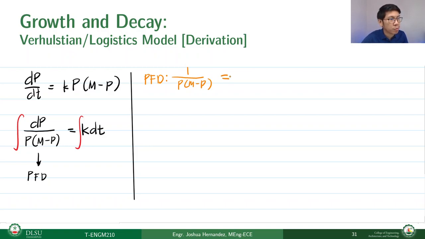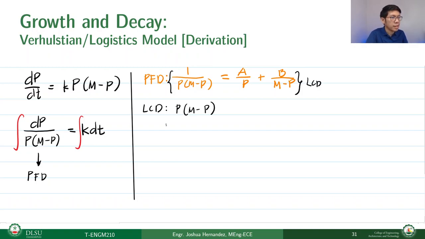Okay. Paano natin yan i-decompose? We can decompose that if let's say we have a over p plus b all over m minus p. Ayan. Now, how do we solve this? Una, kunin natin yung LCD, the least common denominator, at yun ay yung p times m minus p. Yan. So, multiply ko to sa p times m minus p, ating LCD. At magkakaroon ako ng resulting equation na 1 equals a times m minus p. Yan. At b times p. Yan. So, expand ko lang ng kaunti. Magkakaroon ako ng am minus ap plus bp.